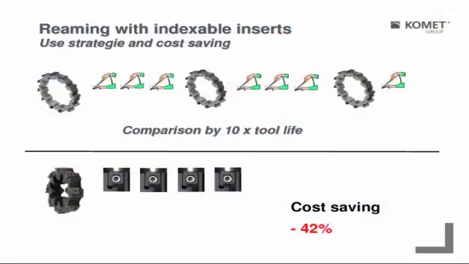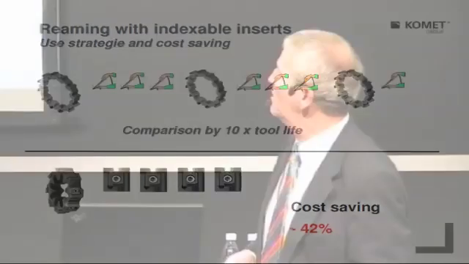Yeah, the user strategy and the cost saving looks roughly like this. Normally, a braze type ring plus 1, 2, 3 times retipping will be possible. Maybe for another 3 times we need another ring, for another 4 times we need another ring, and another 3 times, and another ring, another 1 time for retipping. Then we have 10 tool lives.